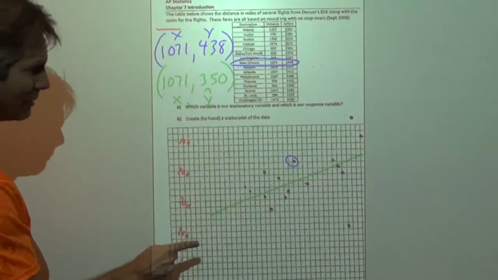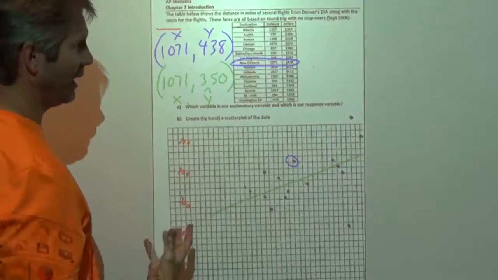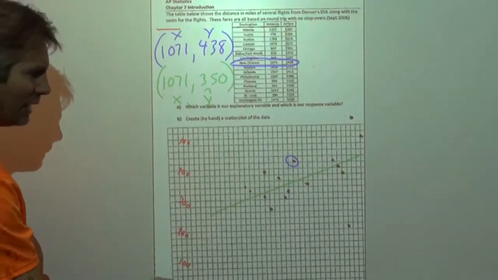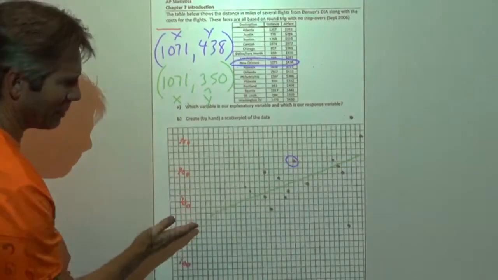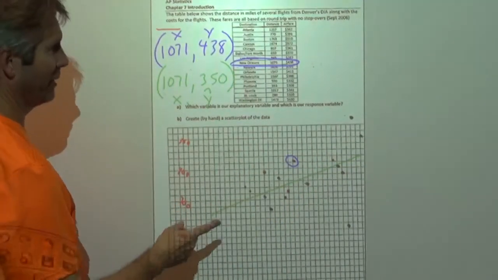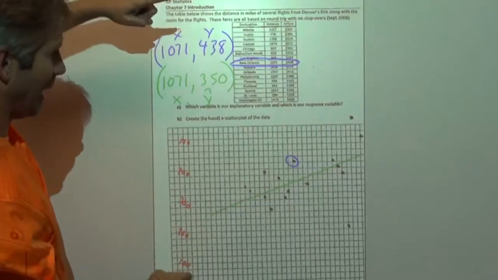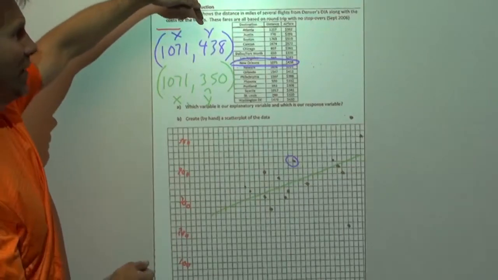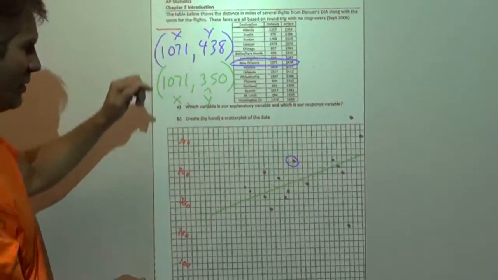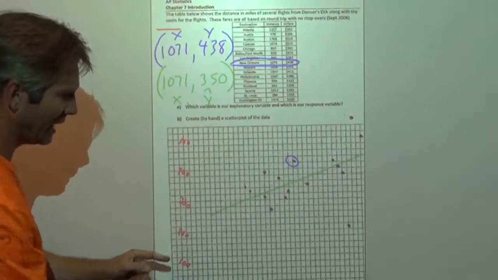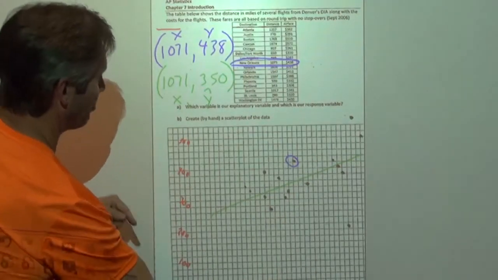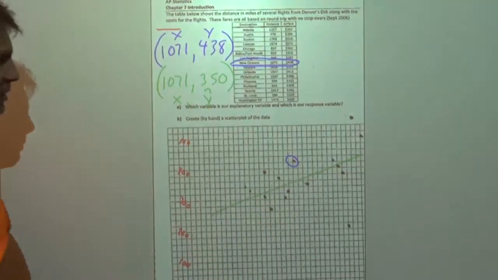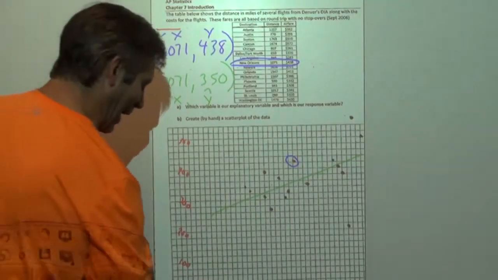But what happens now is this. That point right there was the distance and the airfare to New Orleans. And you can see that this line of best fit is not the greatest predictor. Because that one time that we did fly to New Orleans, we traveled 1,071 miles and the airfare was $438. But if you follow our line of best fit, it would have predicted that a plane ride of 1,071 miles would cost about $350. So there is some error.